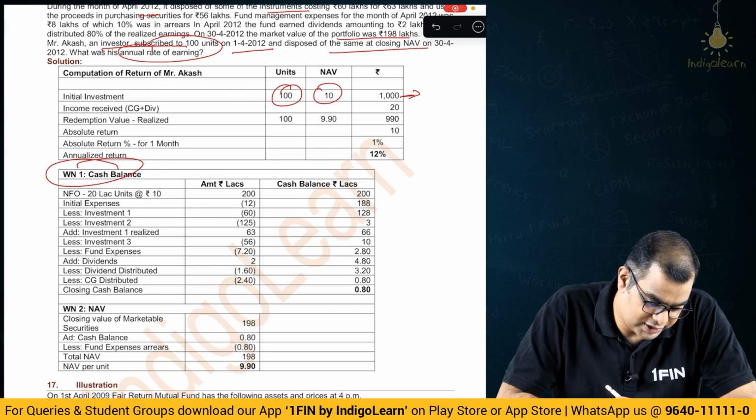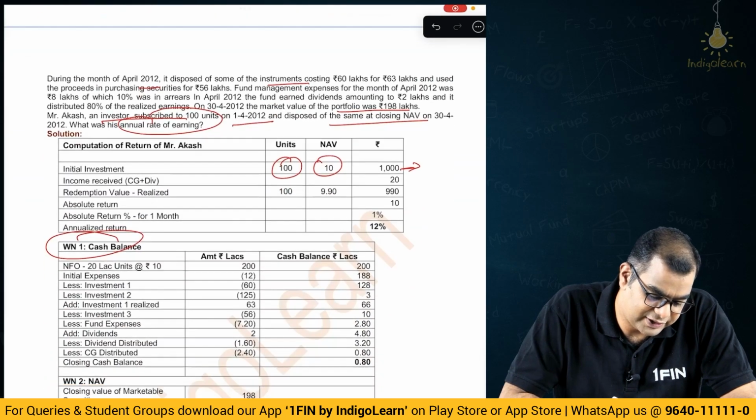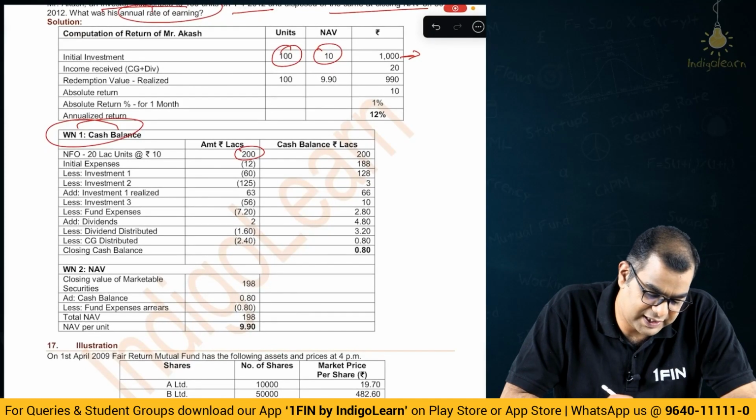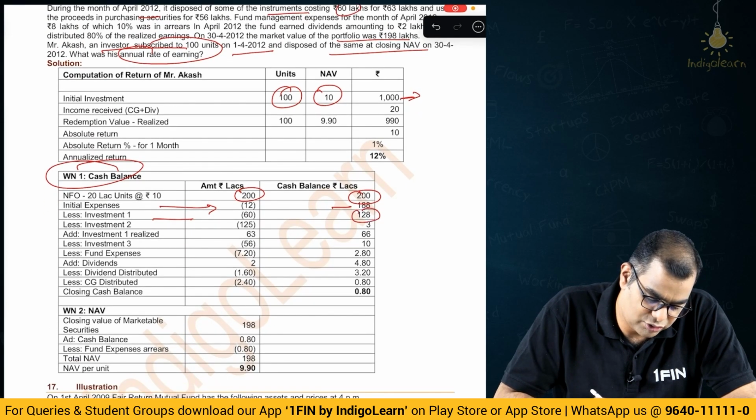So, what is an NFO? Initially, how many units were issued? 20 lakh units at 10 rupees. So, 20 lakhs into 10 is 200 lakhs. For that, you get a cash of 200. Then you have an initial expense of 12 lakhs. You subtract 12 lakhs, you get 188. Then you make the first investment of 60. So, cash comes down to 128.